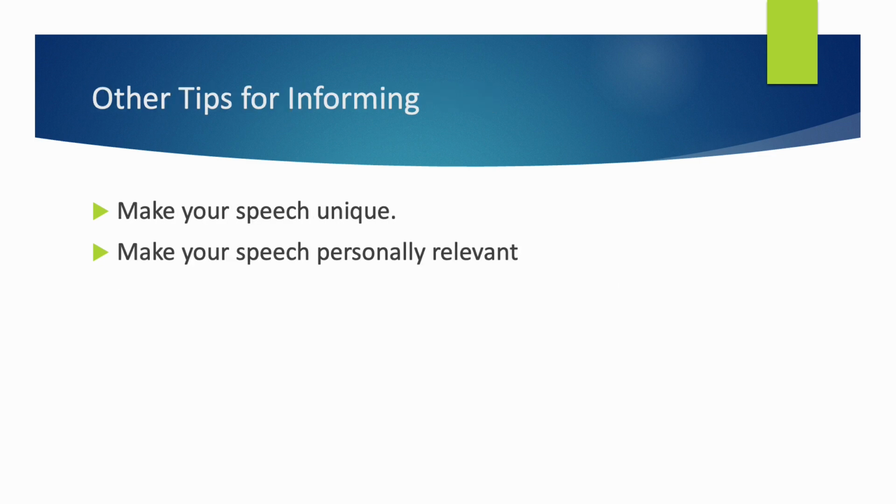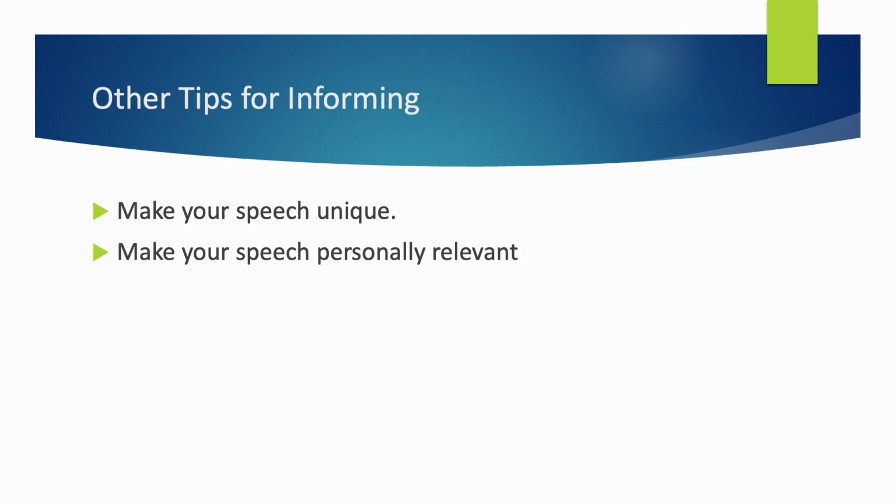Some other tips for informing your audience. Make your speech unique. So pick a topic that's interesting, but make sure that you pick a topic that's interesting to you. If you're not interested in the topic, the audience is able to tell. So pick something that you're going to want to conduct research on and then want to tell us about it. So make your speech personally relevant. If you could pick a topic that you are familiar with or a topic that you have some type of connection to, you could talk about that in your speech, even if it's just an interest of yours.